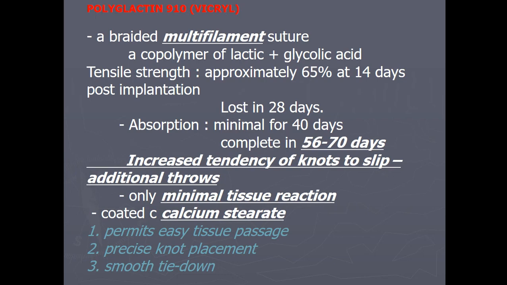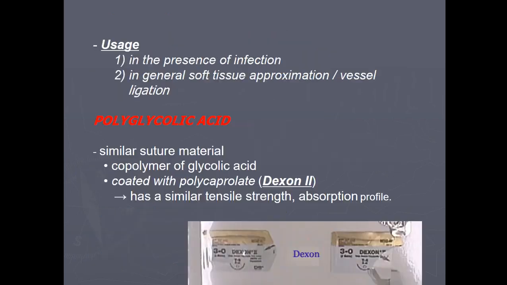Vicryl, which is the company name, is violet in color because it is coated with calcium stearate. So it permits easy tissue passage, precise knot placement, and tying of the knot is easy. Can it be used in the presence of infection? Yes, polyglactin is available antibiotic coated. So in the presence of infection, yes. In general, it can be used for soft tissue approximation or vessel ligation.